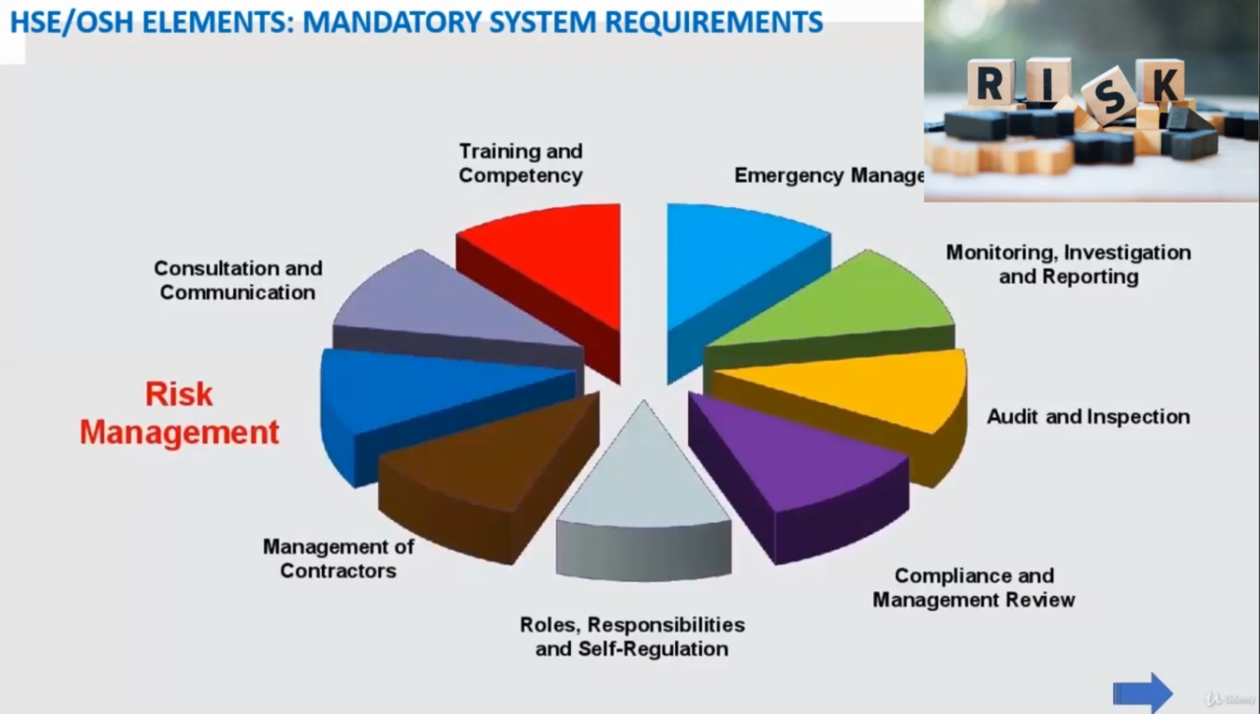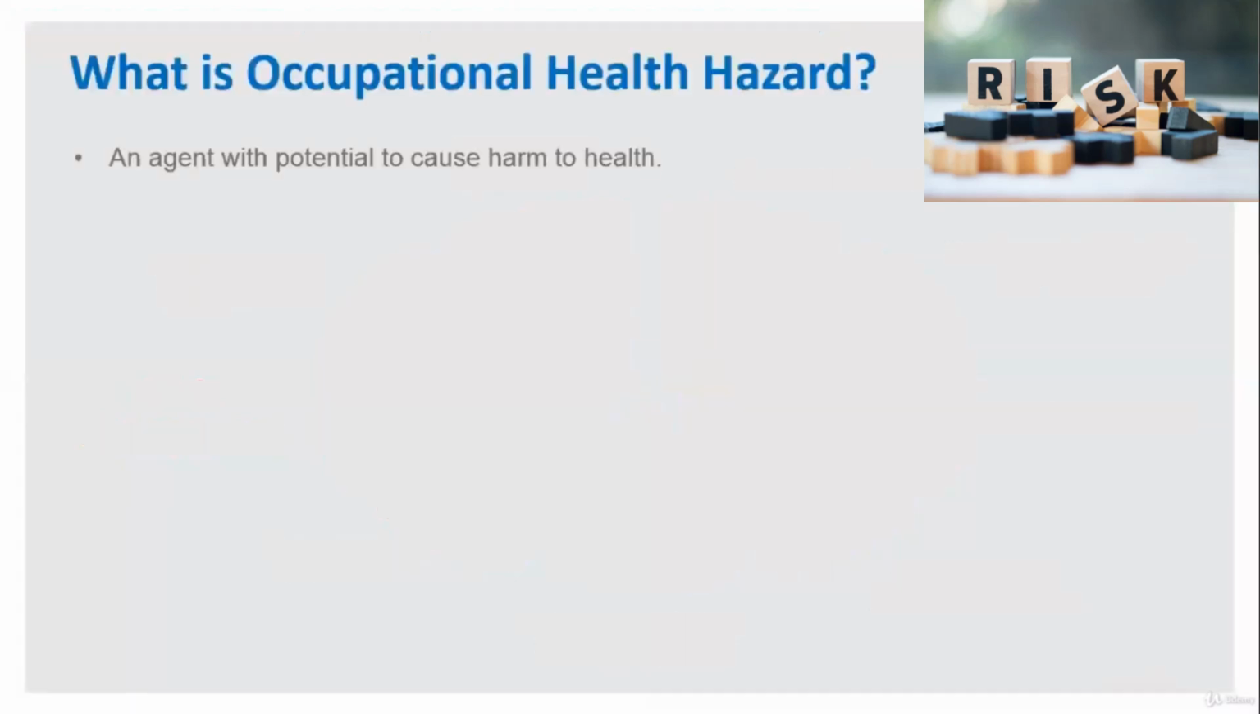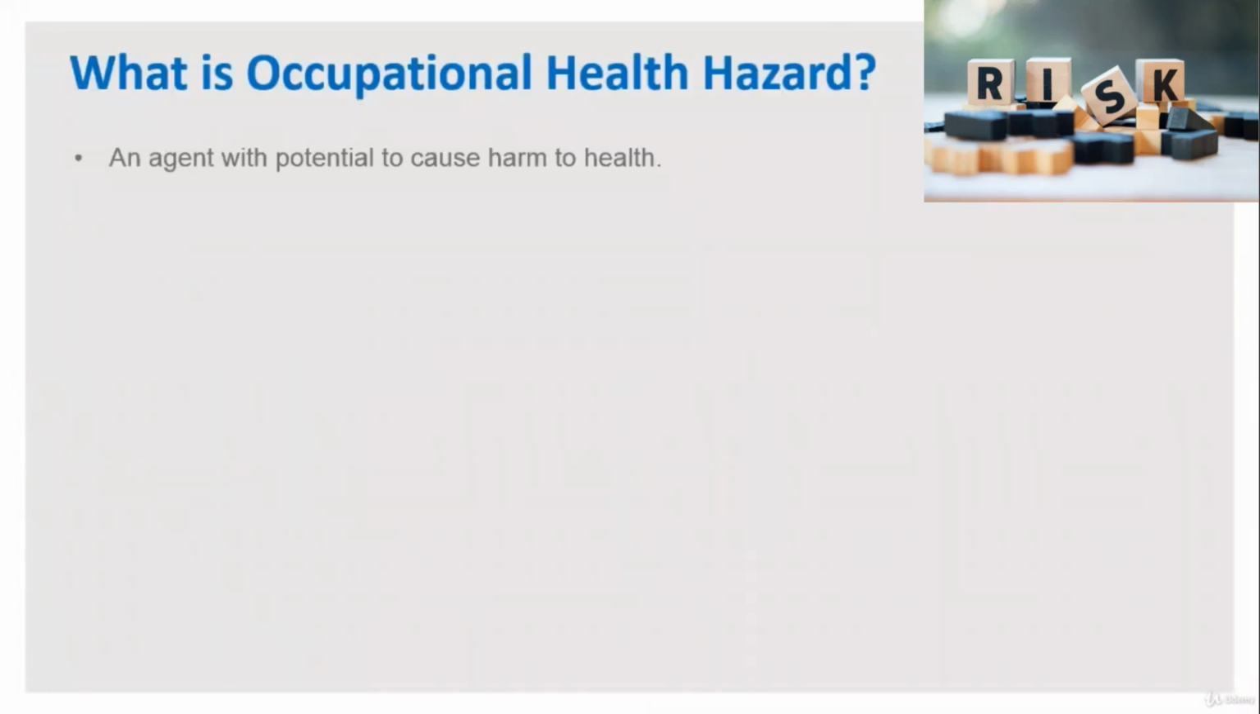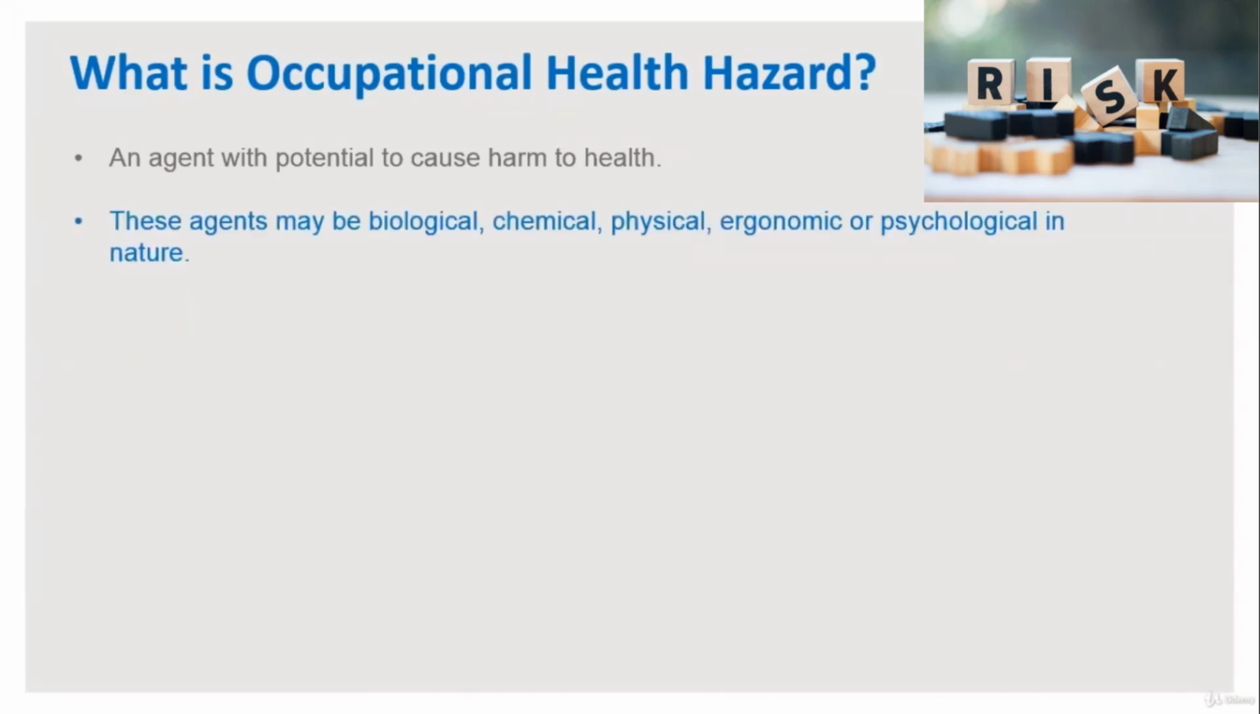So everything is based on the risk. When you control the risk, your organization will run very well. So what is an occupational hazard? What is a hazard? Anything that has the potential to cause you harm, to your health or reputation, or to your legal requirements in the country. So anything has a potential to cause you harm.